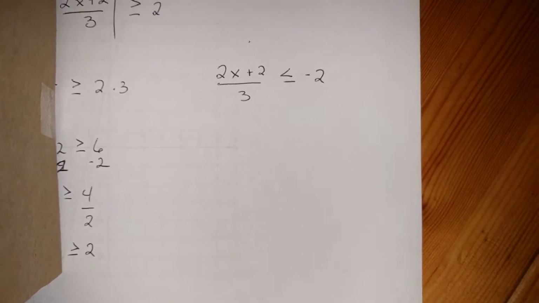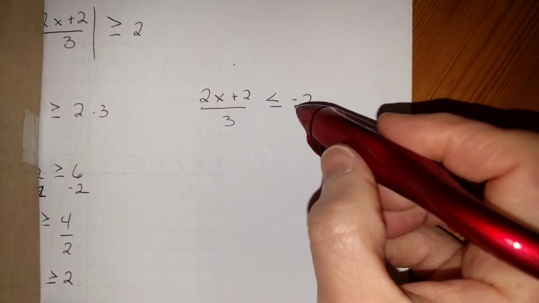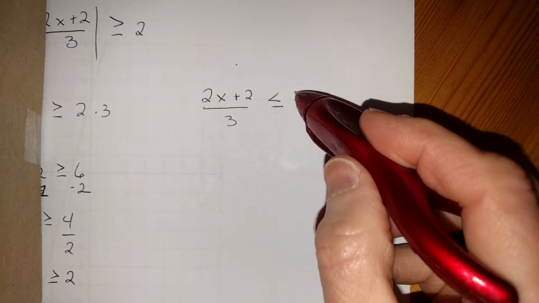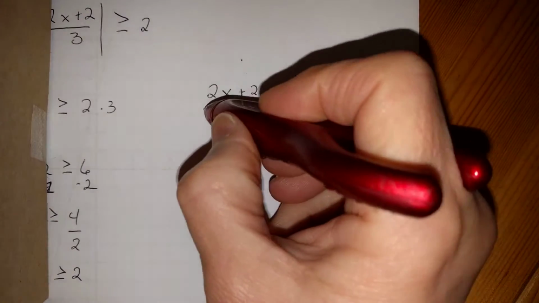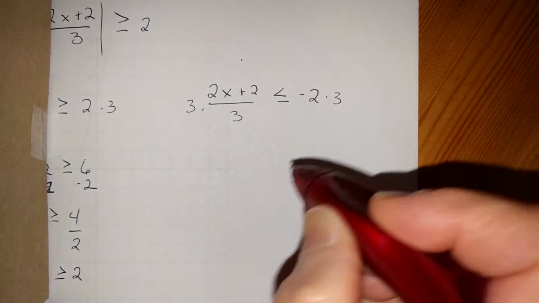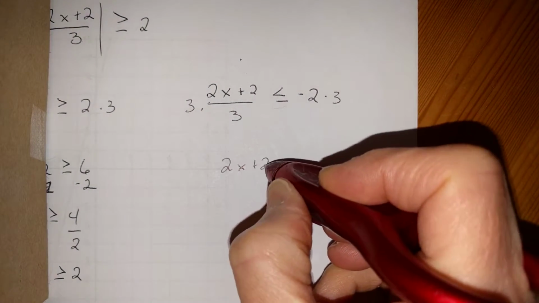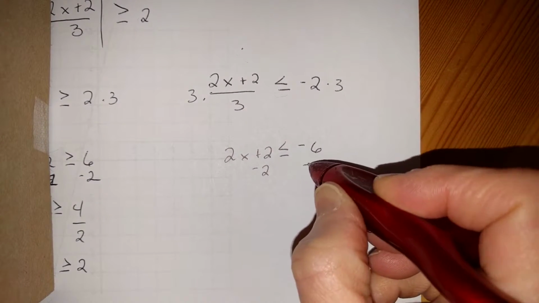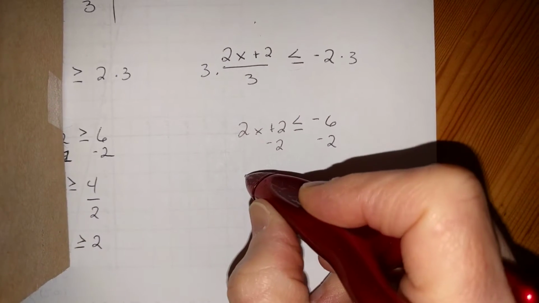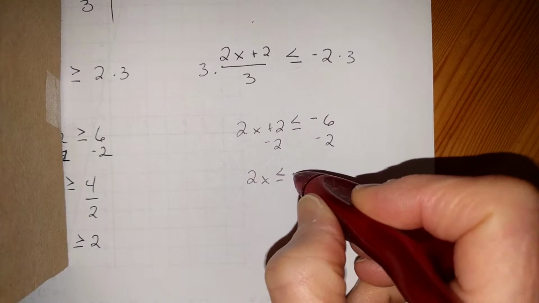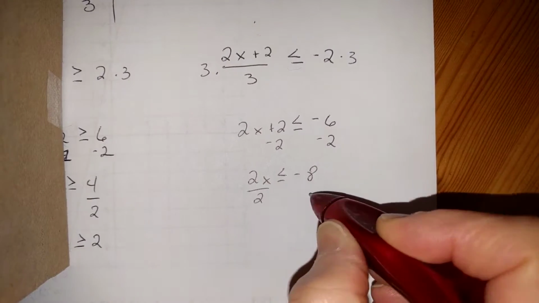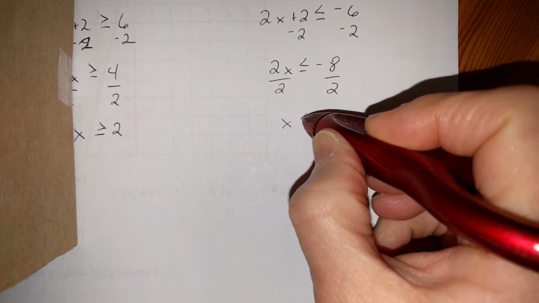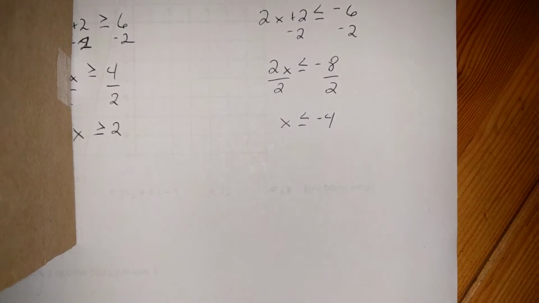Now I need to solve the other side of my inequality over here. Note that both the direction and the sign have changed. Again, I multiply both sides by 3. 2x plus 2 is less than or equal to -6. Subtract 2 from both sides. 2x is less than or equal to -8. Divide by 2. X is less than or equal to -4.